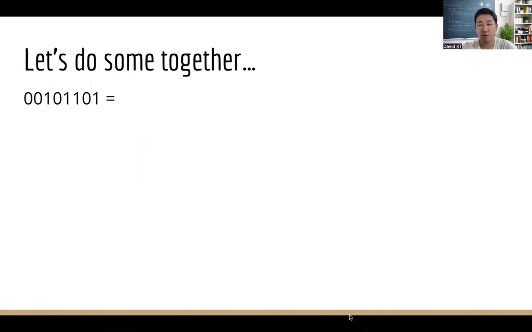0, 0, 1, 0, 1, 1, 0, 1. Well, remember, 1 means yes, 0 means no. So 1 is yes for 2 to the 0 power. 0 is no for 2 to the first power. Yes for 2 to the second power. Yes for 2 to the third power, and so forth.